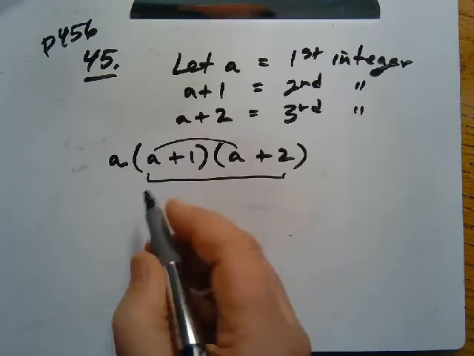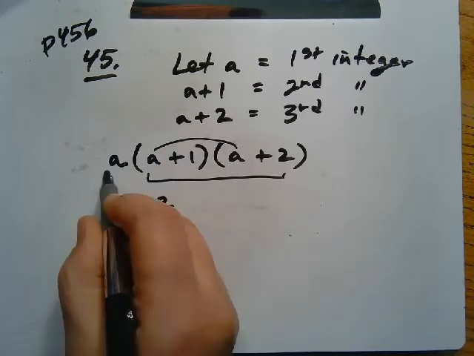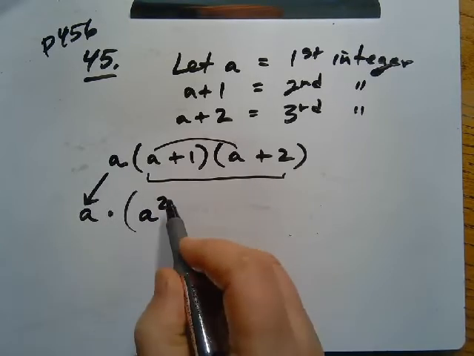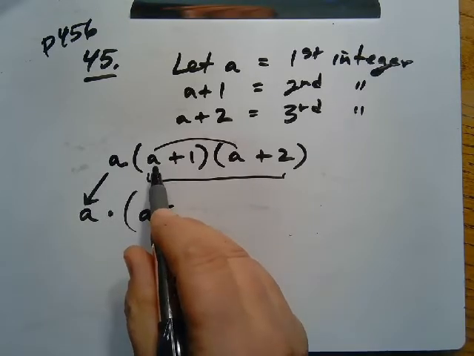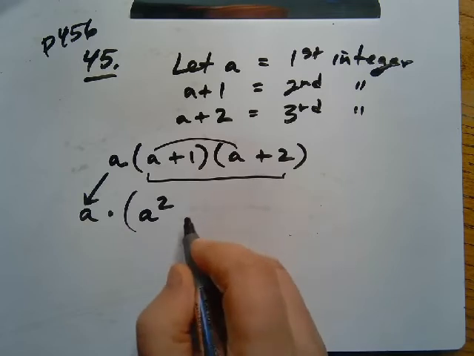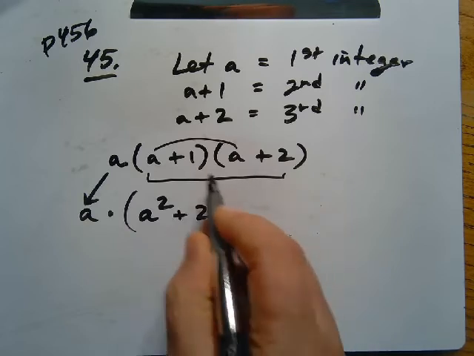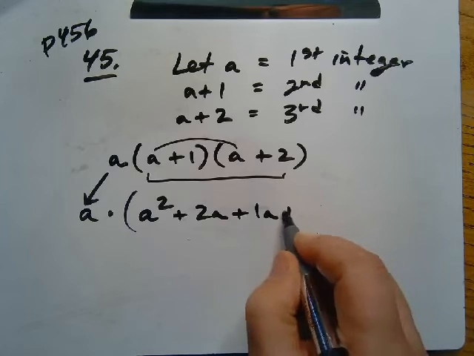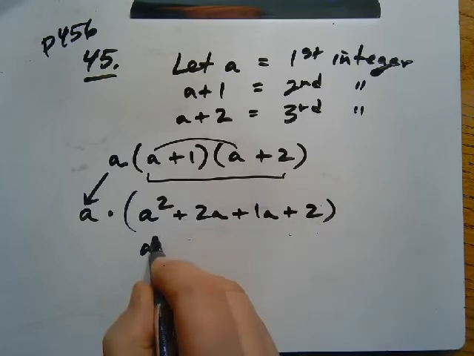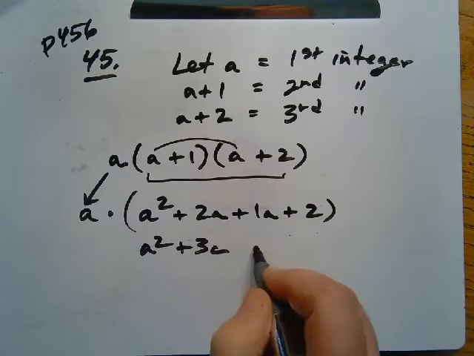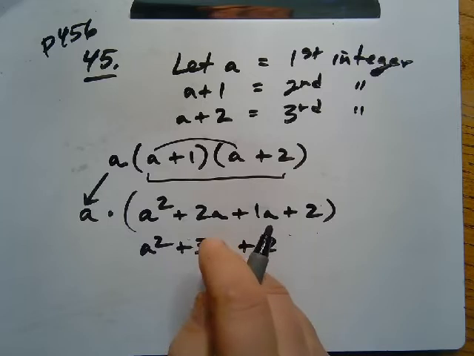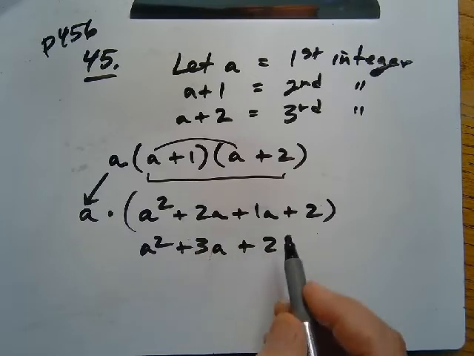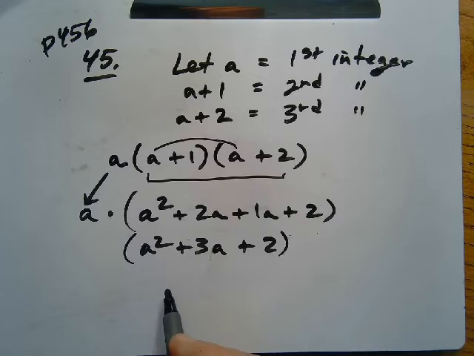So let's go a times a is a squared. We'll come back and deal with this a later here. Okay? A times a is a squared. Outer would be a times 2 is 2a. Inner would be 1a. And last would be 2. So I get a squared plus 3a plus 2. Remember, when we're adding, we have to have like terms, and we don't do anything with the exponents or the variables. Okay?